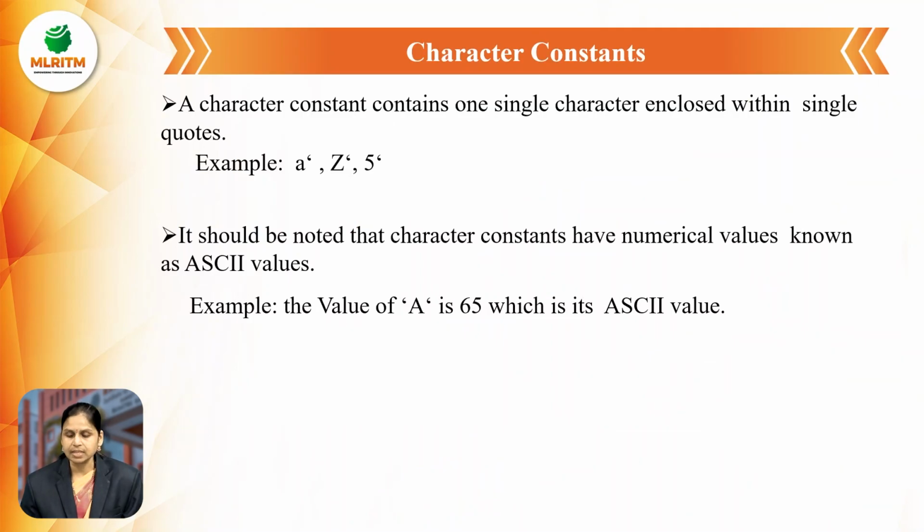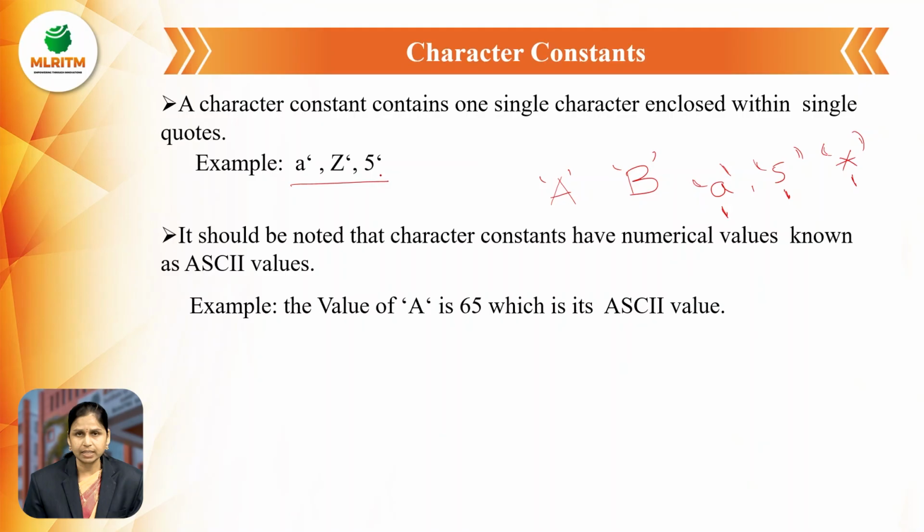Next one is character constants. A character is a single letter within single quotes. That character can be an alphabet, a digit, or a symbol within single quotes. We can use any one, either alphabet, digit, or special symbol, but the letter should be within single quotes. We can use capital letters and small letters also. A space within single quotes is also treated as one character.